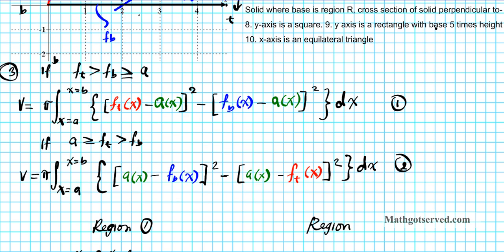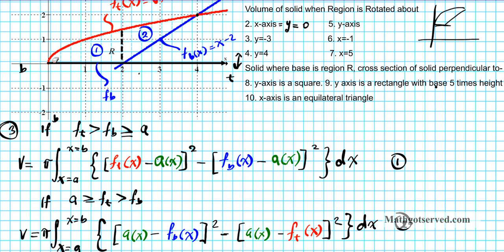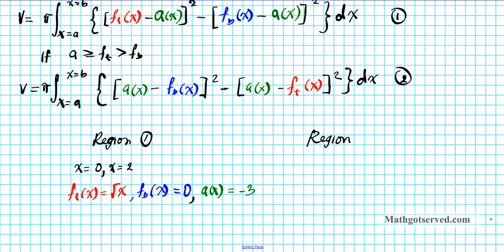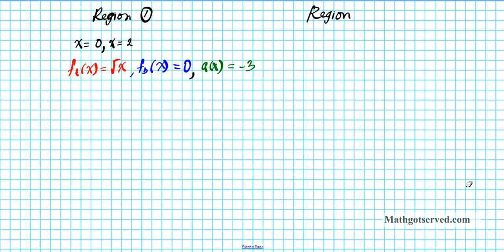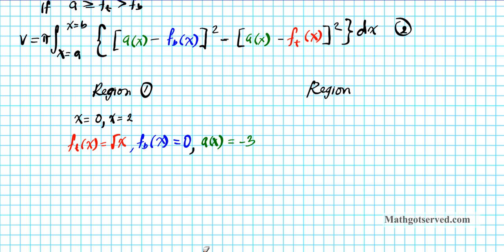So this is the region we're looking at right here. Region 1, this is the function on the top. Function on the bottom, f b of x, for region 1 is equal to 0. And our axis of rotation is somewhere down here. So we have everything we need to generate the expression for the volume of rotating region 1 about the line y equals -3. Let's shift our attention to region 2.